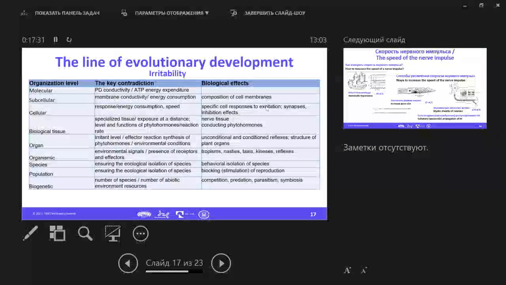Наташа, не слышно. So we cannot hear you, Natasha. А сейчас все нормально? Now it's good. Да, все нормально. Хорошо, спасибо, Марат.